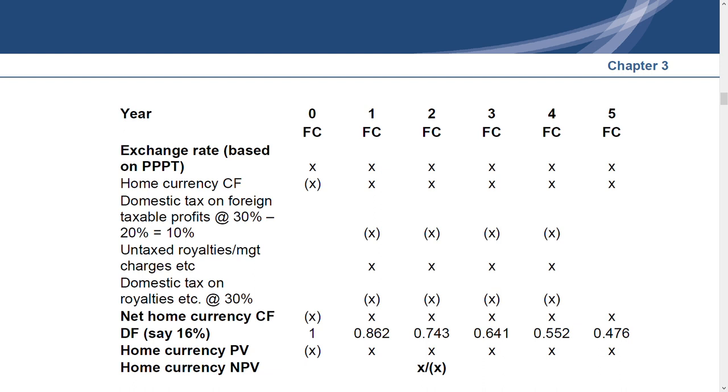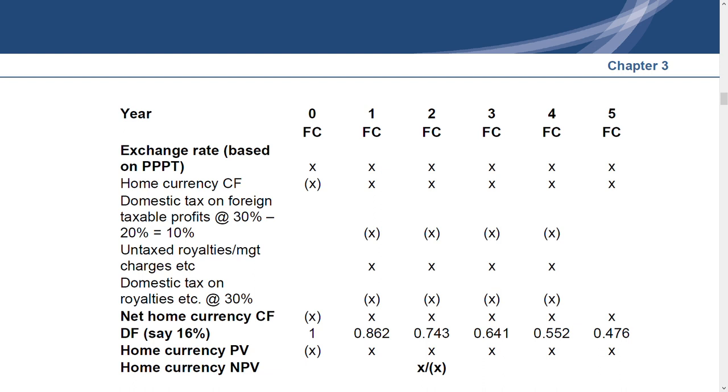The 10% tax, we always say double tax treaty, right? The balance tax that you pay in the home country is only for the profit. Only for the profit of the foreign country's operation. Only on that you pay the balance. On the foreign country's taxable profit, you pay the balance. Not on the royalties and all. There you pay the full domestic tax of 30% only.